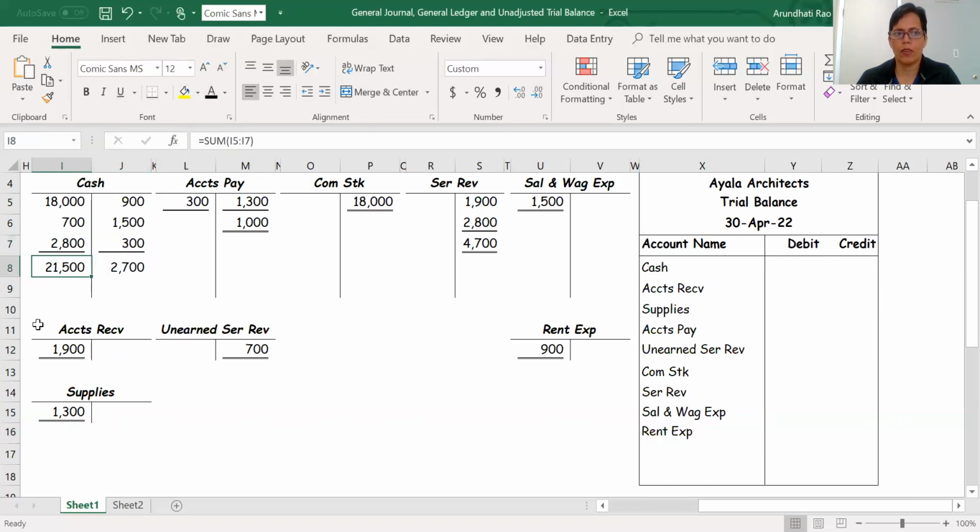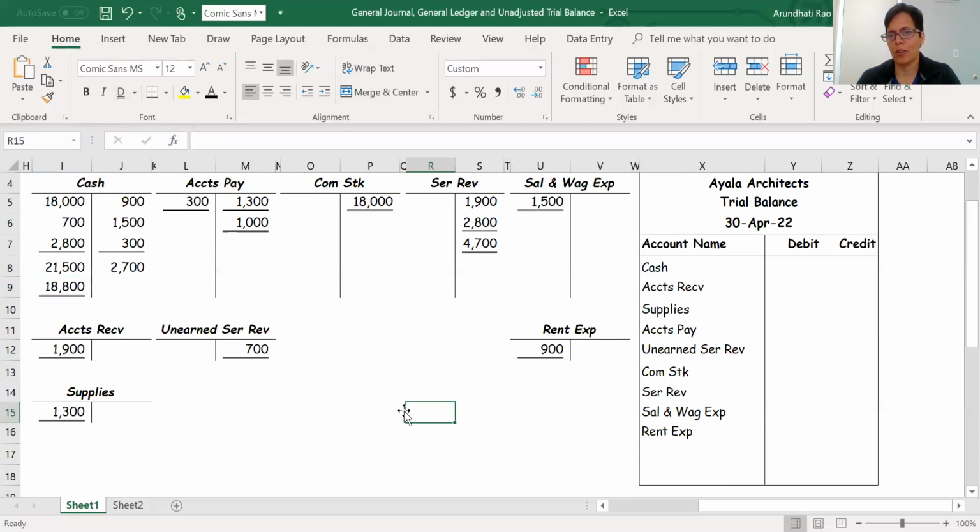I have 21,500 and 2,700. Take the difference of the two sides, just like we did over here, and put the answer on the side that's larger. So 21,500 minus 2,700, the difference is 18,800. And I put it on the debit side because 21,500 is the larger of the two numbers. It was on the debit side.